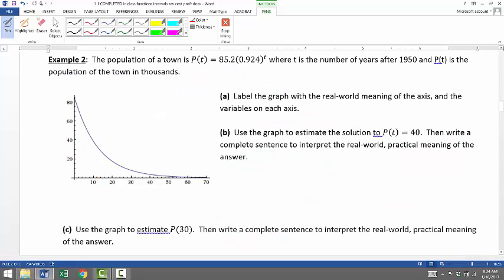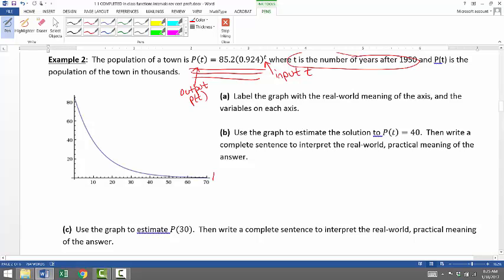In example 2, we've been given a graph and a formula for a function. It says the population of a town is given by P of T equals 85.2 times 0.924 raised to the T, where T is the number of years after 1950. P of T is the population of the town in thousands, and here is a little sketch of the graph. So when I see this formula, we are inputting T, and we are outputting P of T. And they told us T is number of years after 1950.